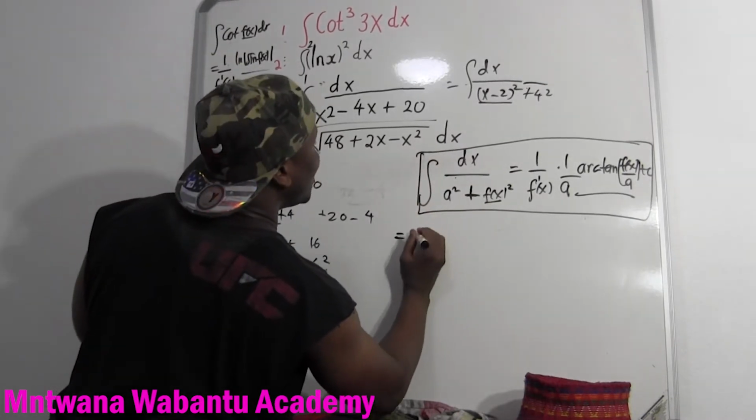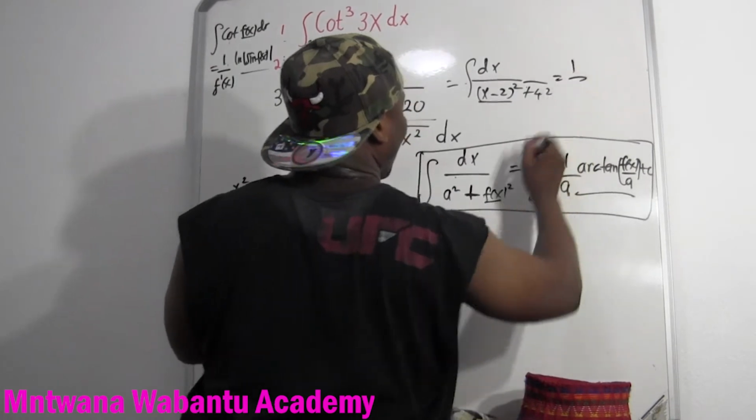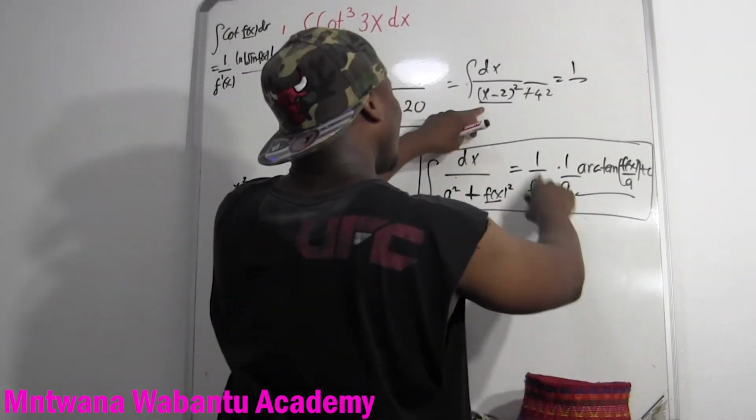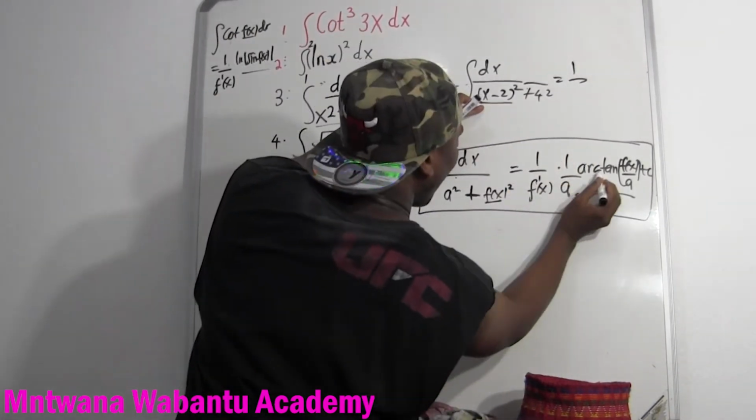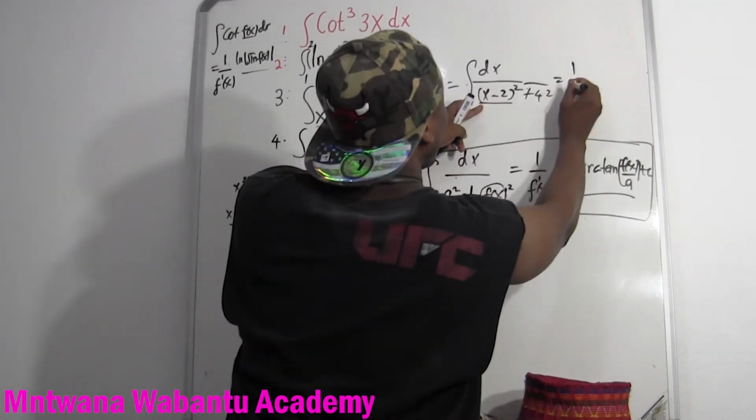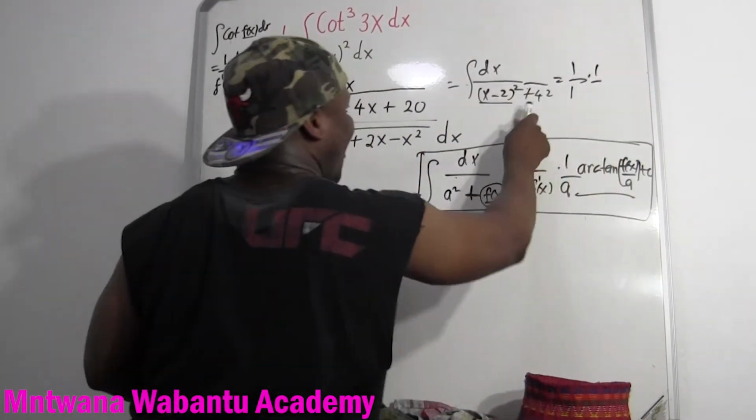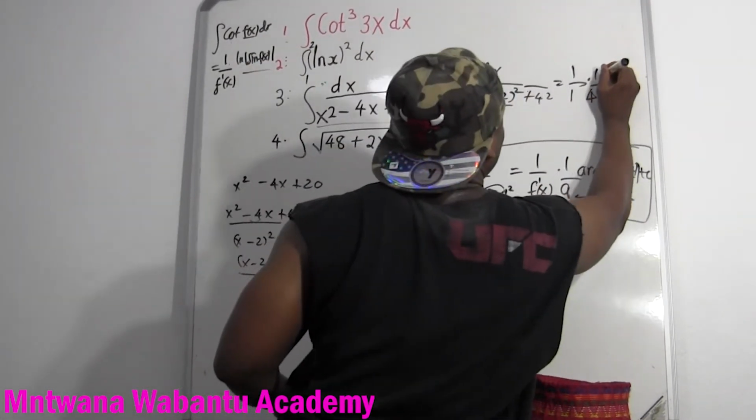So for that case, this is going to be the same again. When you integrate this, it's going to give me 1 over. So we have to differentiate the function. What is the function? The function is x minus 2. When you differentiate x minus 2, you get only 1. So just a 1. And then 1 over a. What is a? Our a equals 4.